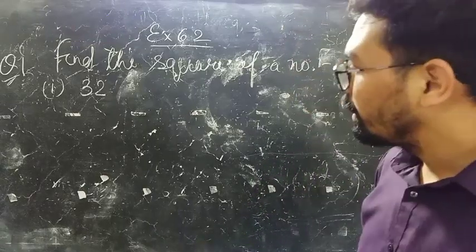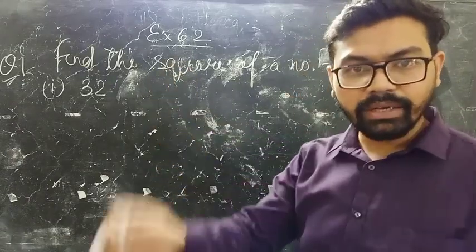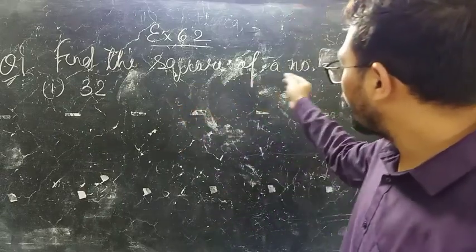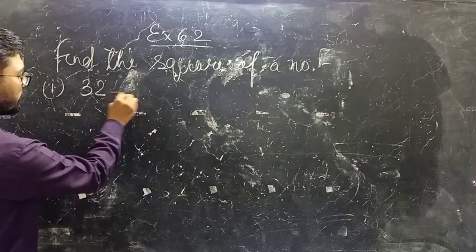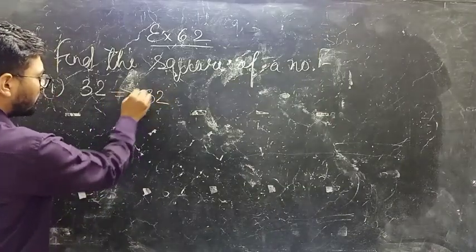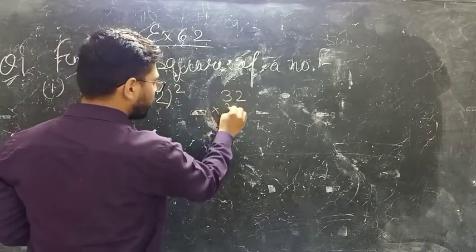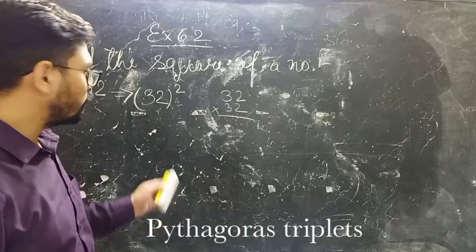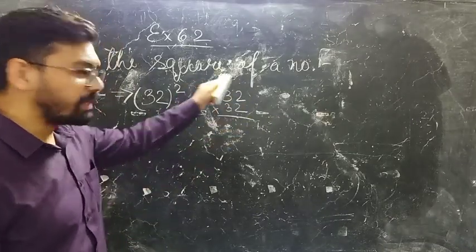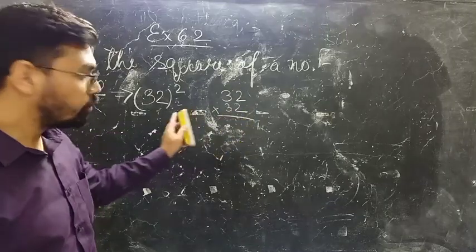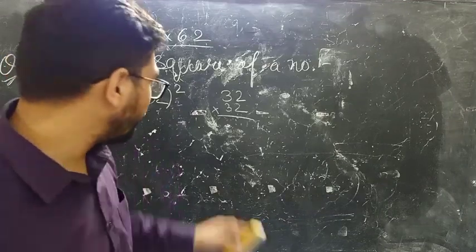Now, the second type of question that you will find in exercise 6.2 is: find the square of a number, 32. So you need to calculate the square of 32. One method is you can write 32 into 32, right? But you don't need to calculate it this way. You need to use an algebraic identity here.